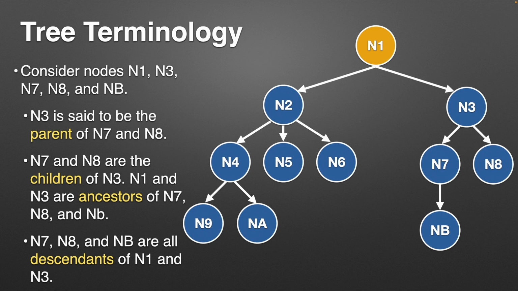We had the idea of a parent node, like N1 being the parent of N2 and N3. We had the idea, obviously, of a child, so N2 and N3 being children of N1. And then we had the broader concepts of ancestors and descendants. An ancestor of NB would be anything in the chain all the way up to N1, and a descendant of N1 would be anything under N1. You could pick any node in here and do that.